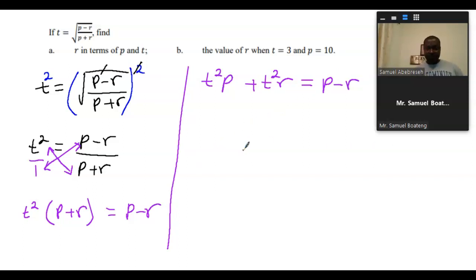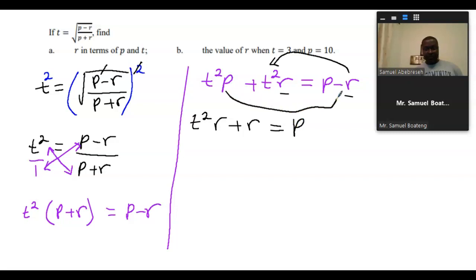The left and then the right-hand side. We have one R here and another R at the right-hand side. So let's put them together. So let's bring the minus here to this side. So we have T squared R plus R is equal to, then we have P, and then we bring this one, T squared P, minus T squared P.